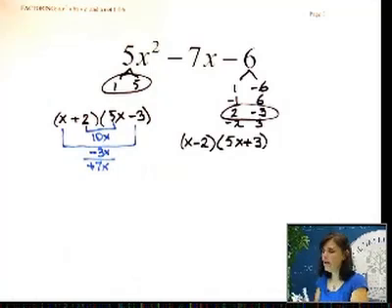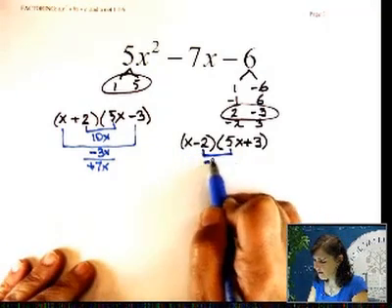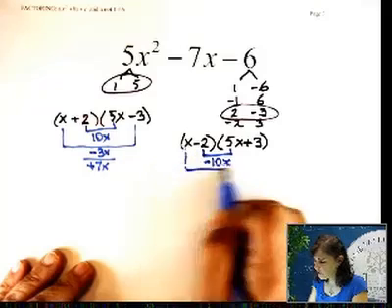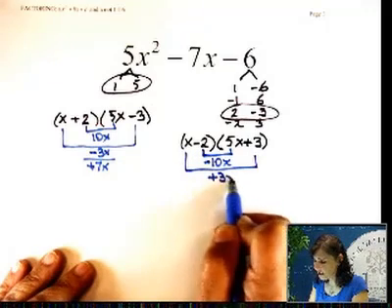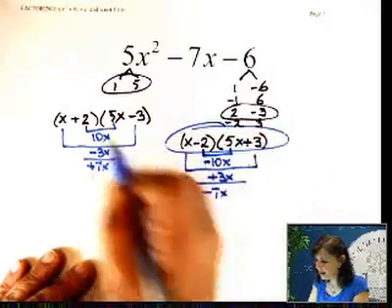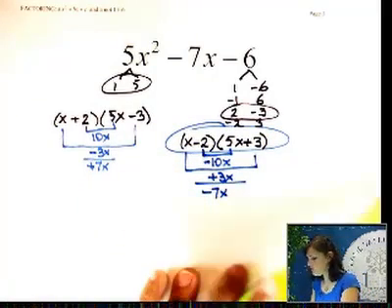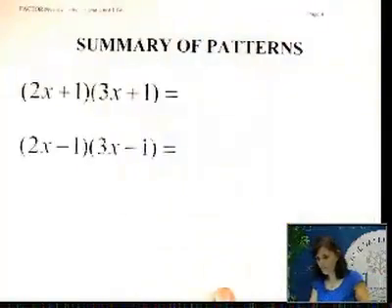All right. Now I'm going to try the middle term one more time. This one is negative 10x. This one is positive 3x. And guess what? When I add, I get negative 7x. This is the one, not that one. All right? So you have to pay attention to the signs when you do this trial and error.